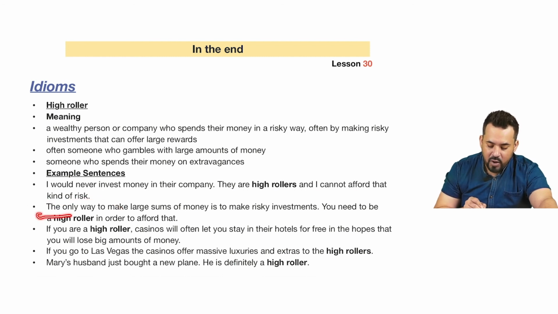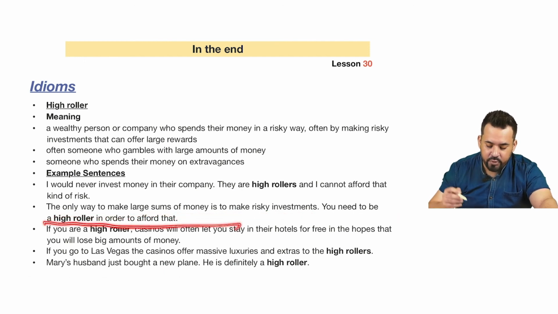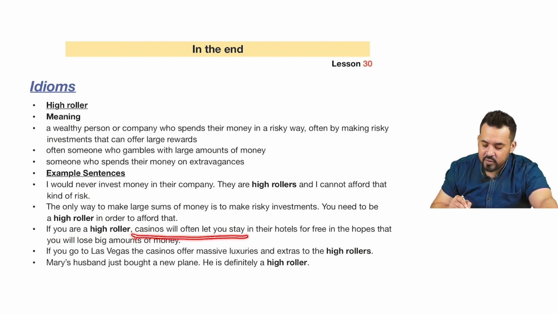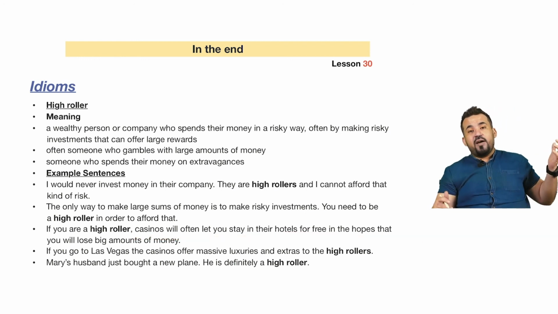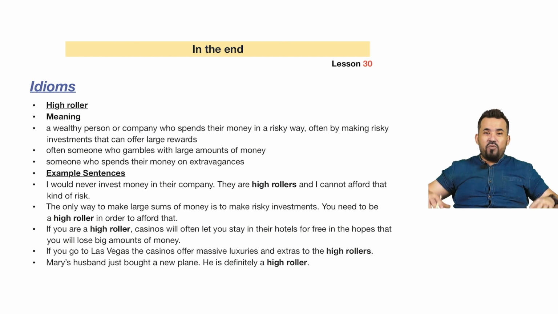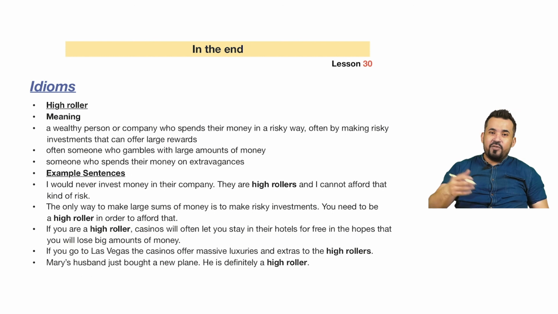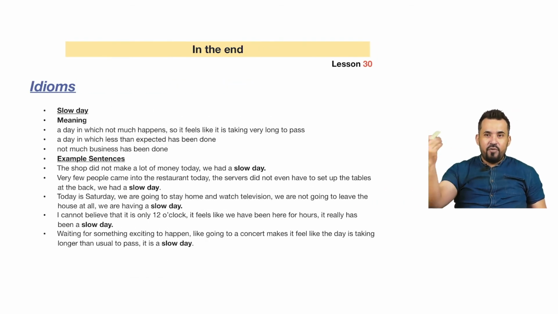The only way to make large sums of money is to make risky investments. That's so not true. You need to be a high roller in order to afford that. If you are a high roller, casinos will often let you stay in their hotel for free. This is true. They do that in Vegas all the time. Those high rollers, people who gamble like crazy, probably lose a ton of money. They don't even need to pay for hotels. Everything is free in the hotel. Just come here, waste your money, and everything is on us.